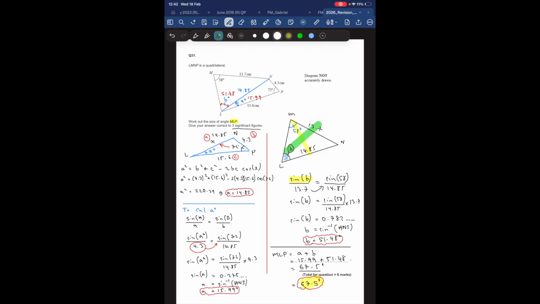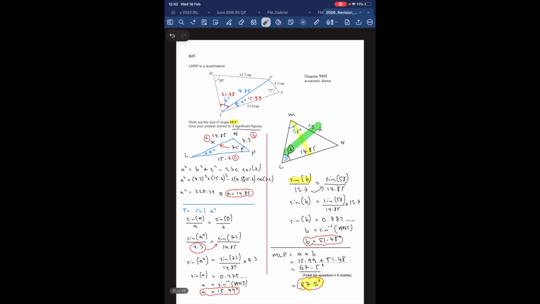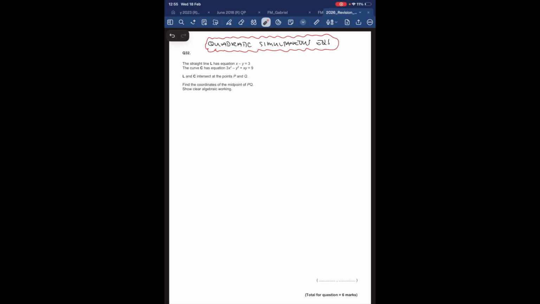Now, just a quick note. Although the question says give your answer to 3 significant figures, in the middle of your calculations, keep your answers to 2 decimal places. Only round at the very, very end. If you can figure out how to use the answer button on your calculator, it's going to save you a lot of time as well, because you won't have to retype calculations.